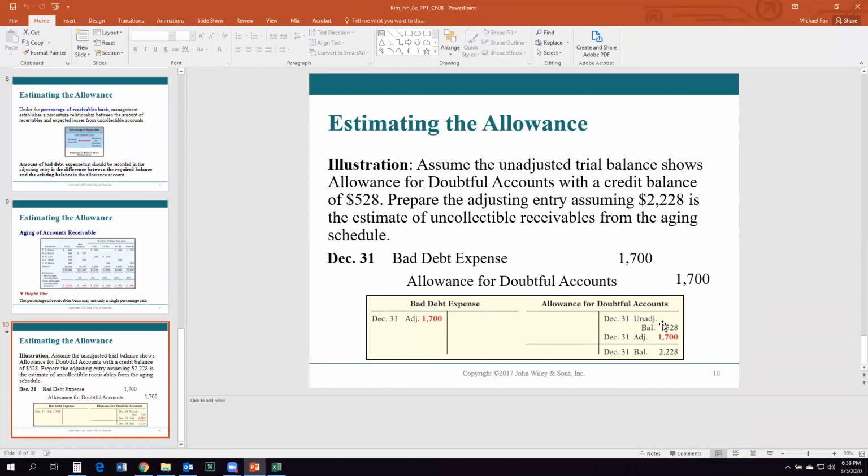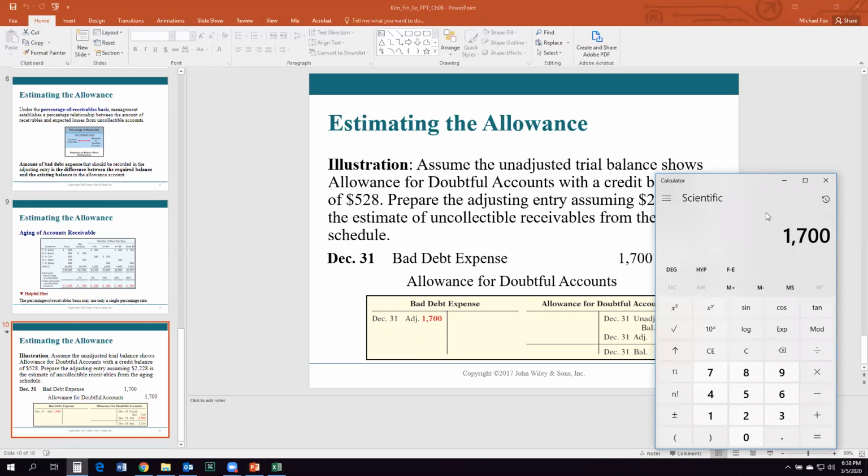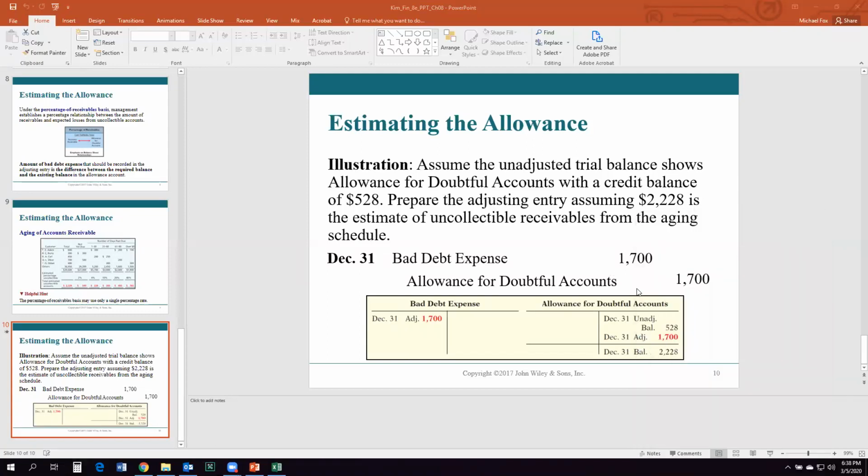Okay. So now they decide, according to our new calculations, $2,228 is going to be uncollectible. So how much of it do we have to enter to bring that account up? We just take $2,228, subtract out the $528 that's there, and we have to do a $1,700 entry to bring our allowance account back up to the $2,228 it needs to be. And so that's what the entry looks like. We debit bad debt expense $1,700. We credit allowance for doubtful accounts $1,700, and then our new balance is $2,228.